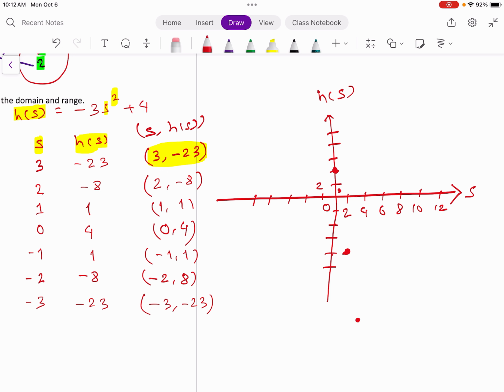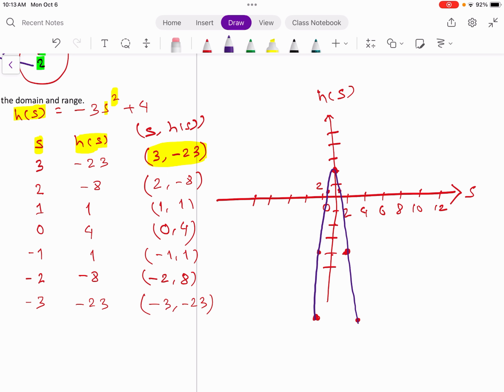Then -1, +1. So -1, +1 is here. -2, -8. -2, -8 is somewhere here. And -3, 23 somewhere here. Okay. Now we connect all these dots and our graph looks like this.